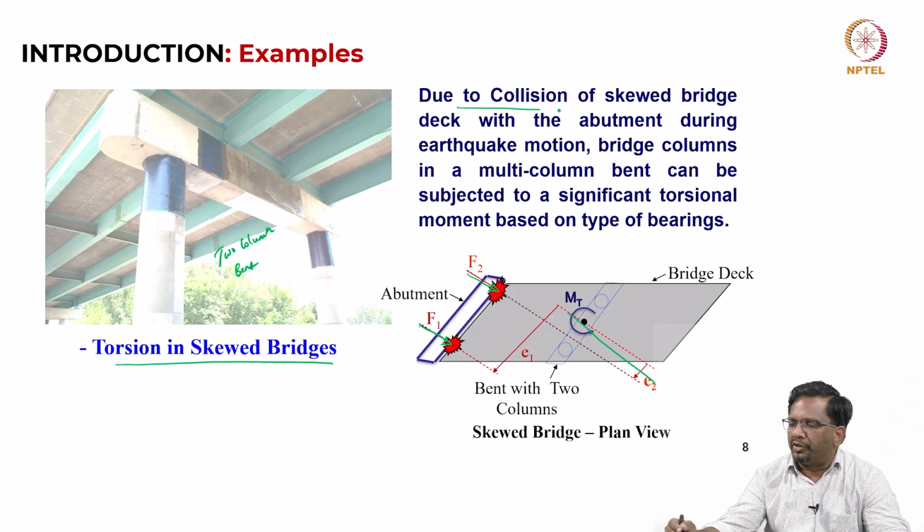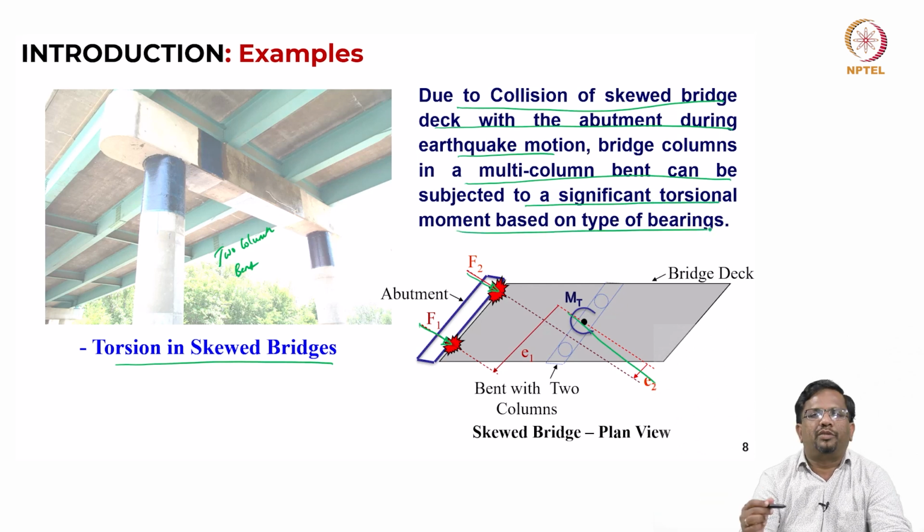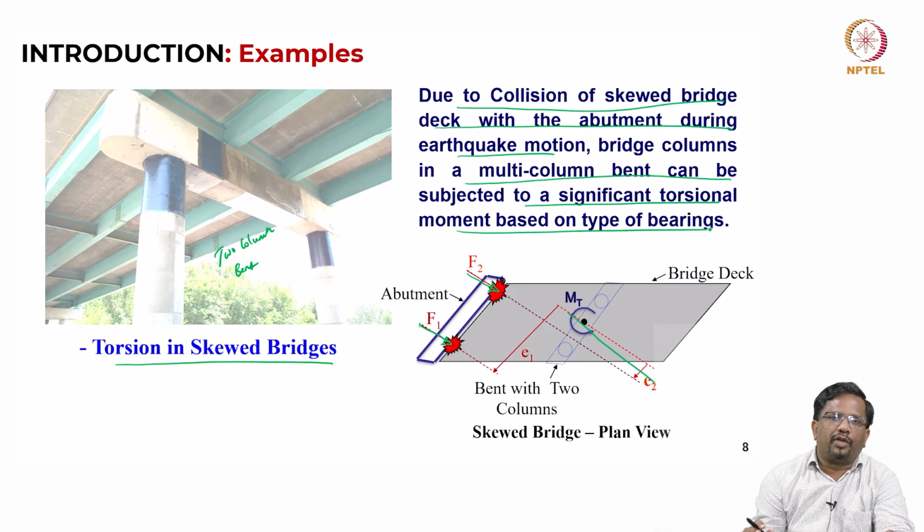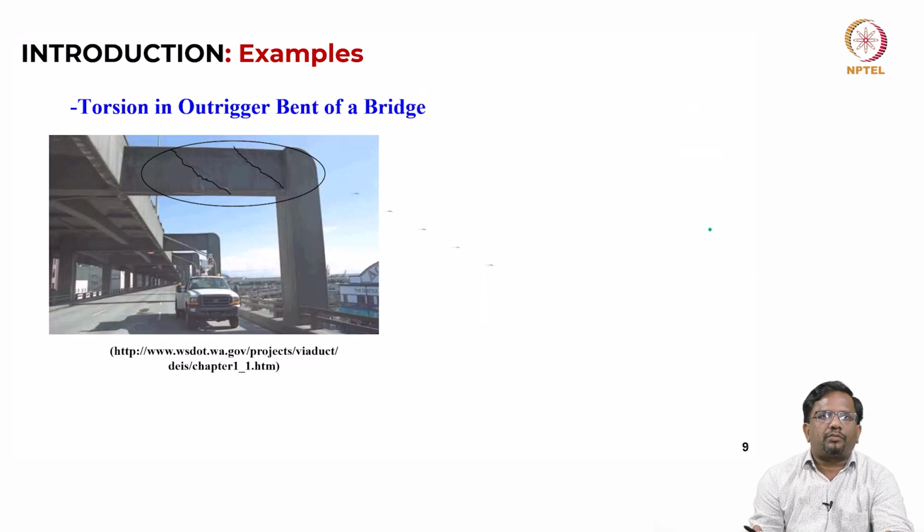So, due to the collision of the skewed bridge deck with the abutment during an earthquake motion, the bridge columns in a multi-column bent can be subjected to significant torsional moment based on the type of bearings that you have. Okay. So, you tend to have this kind of torsion as well.